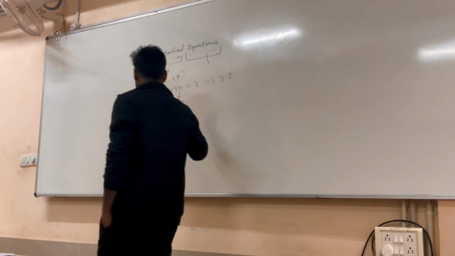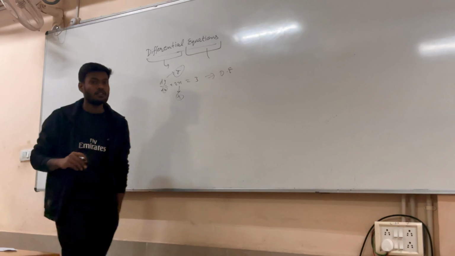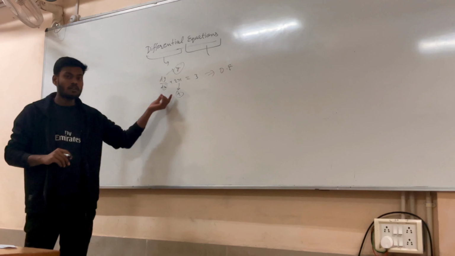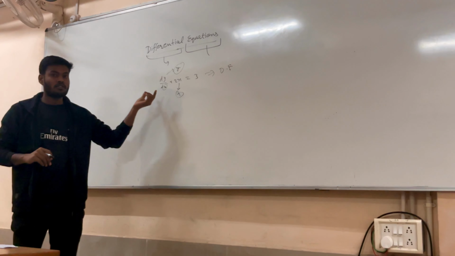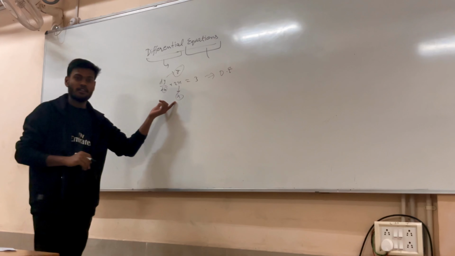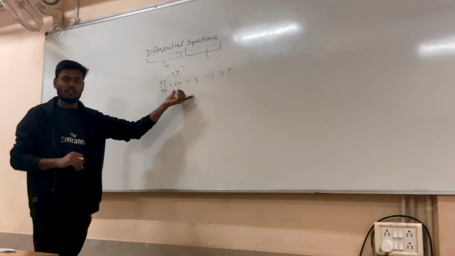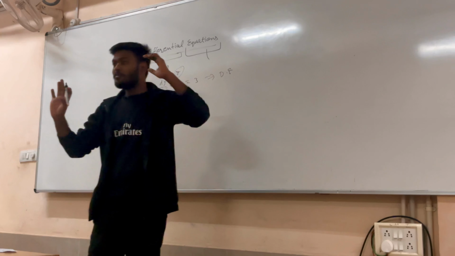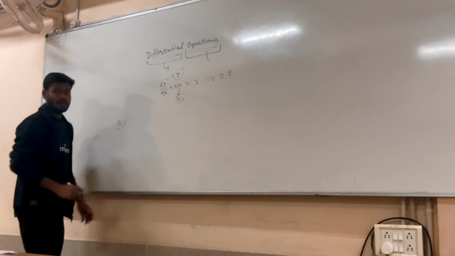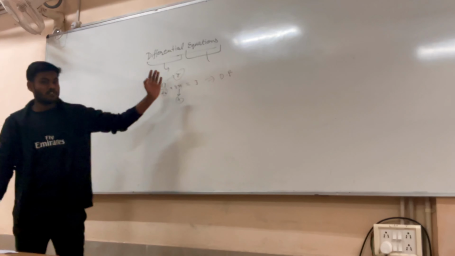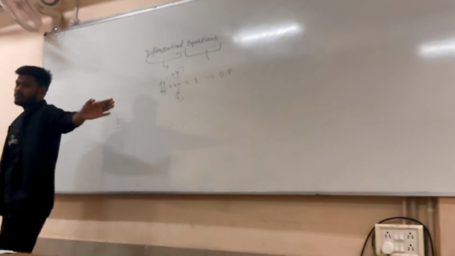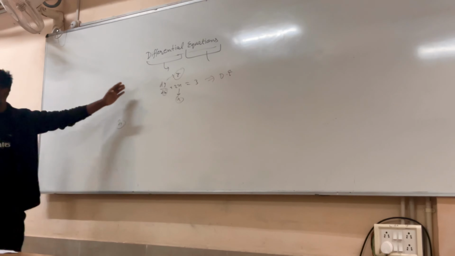Sir, can the dependent variable be more than one? Can the number of dependent variables be more than one? Yes, it can be more than one. But the independent variable cannot be more than one. If there are two or three independent variables, then that differential equation will lie in the category of partial differential equation, which we are not going to study in this class.